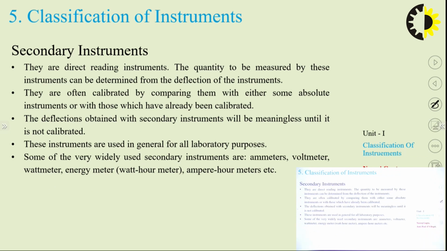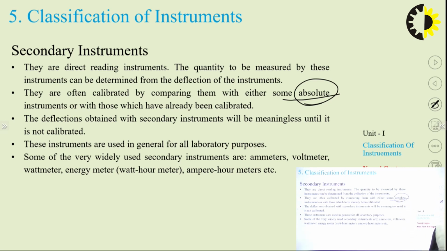Then come the secondary instruments. Secondary instruments are direct reading instruments. The quantity to be measured by these instruments can be determined from the deflection of the instrument. As any deflection occurs, with the help of that deflection, the quantity can be read out directly. For example, a voltmeter or ammeter, where the deflection of the needle gives you the value of voltage or current. They are often calibrated by comparing them with some absolute instruments, or with ones which are already calibrated. That calibration is also done with the help of the absolute ones.